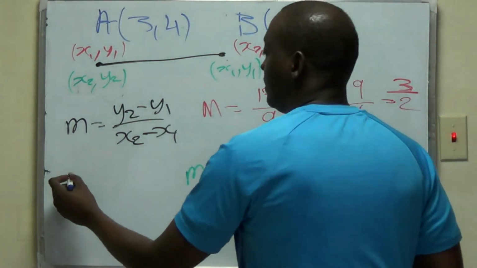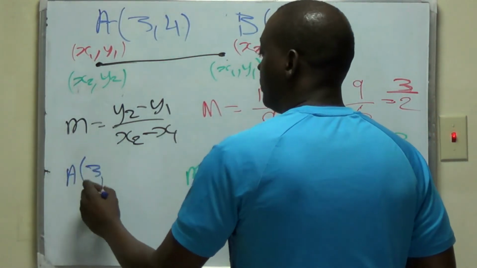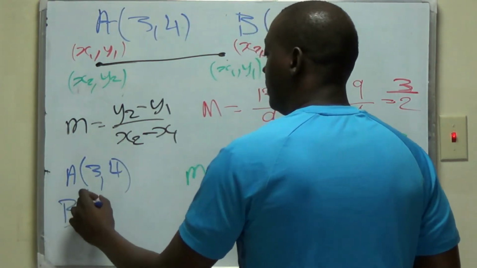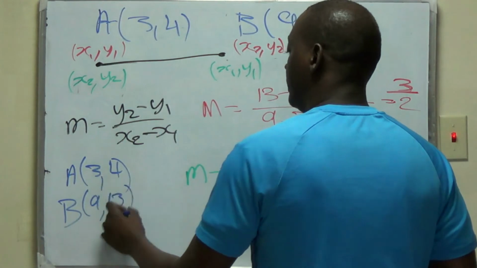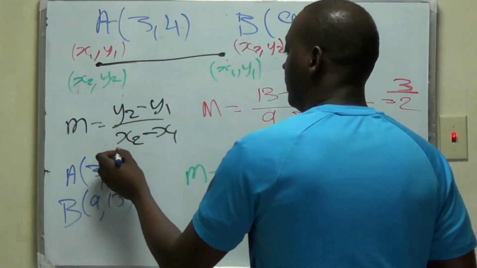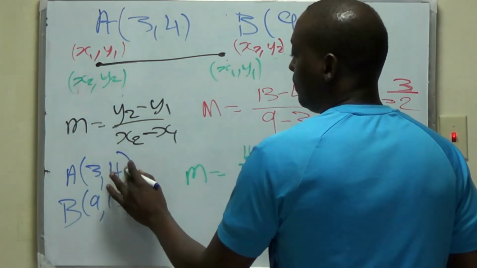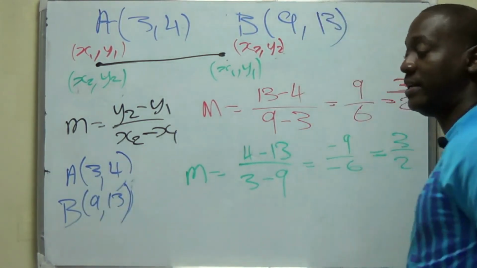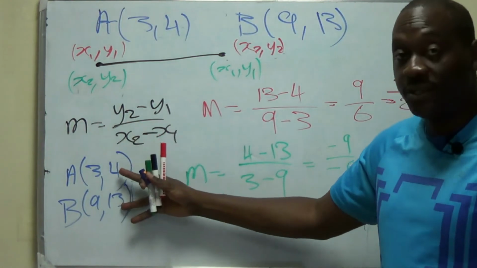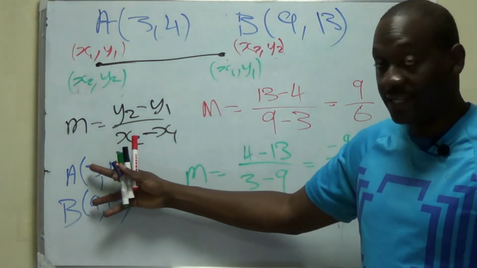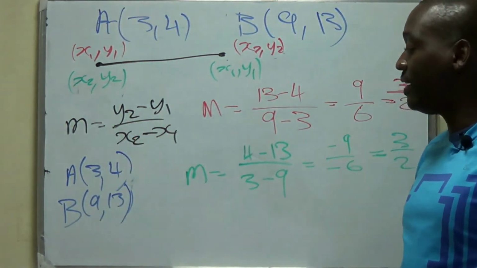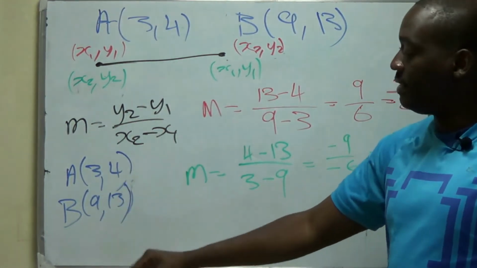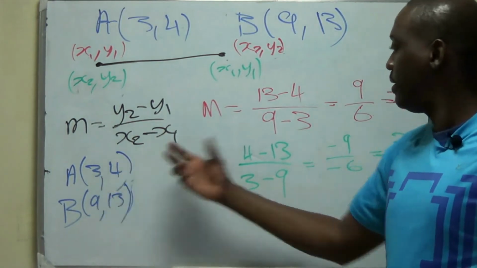So in this case, we could say A is the point (3, 4) and B is the point (9, 13). Alright? So in that case now, if you write the points down one over the other, you have the y coordinates lining up and the x coordinates lining up. So the gradient will simply be (13 − 4) divided by (9 − 3), which is what we have in this case here.